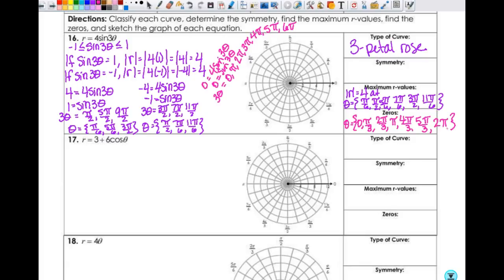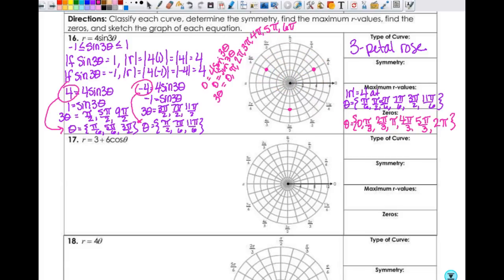All right, so let's think about what we got with our maximum R values. Remember, these are our maximum values, but this right here and right here are what actually go with these thetas when you're graphing, so be careful with that. So at pi 6, I have a maximum R value of 4. And then at pi halves, it's a negative 4. Okay, and then at 5 pi sixths, it's a positive 4.